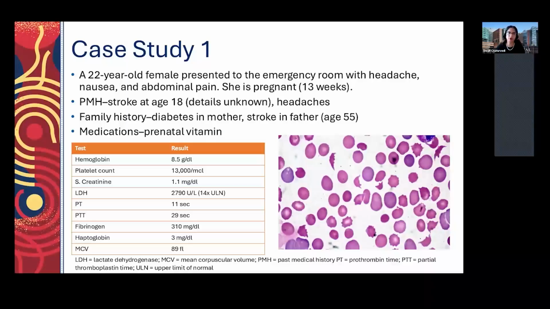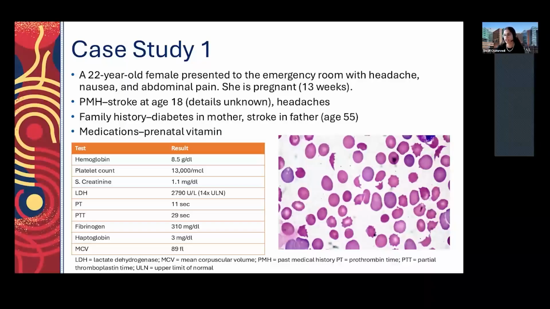When you get urgent blood work in the emergency room, you see that she has anemia with a hemoglobin level of 8.5 grams per deciliter, a platelet count that is very low at 13,000, and as far as you know, this is a new issue. Her serum creatinine is at 1.1, which is close to normal, but her LDH level is several times normal, indicating a likely hemolytic process contributing to the anemia. She has normal coagulation studies, a suppressed haptoglobin level, and an MCV of 89.